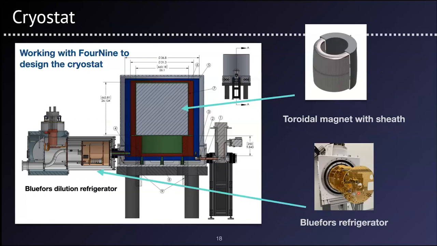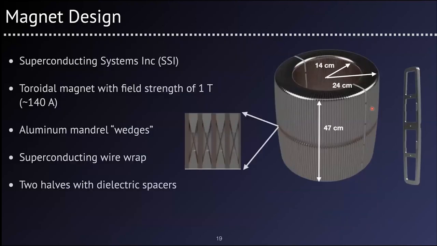The cryostat design is also underway. We've been working with a company called 4.9 to design the cryostat, and you can see a depiction of this here. We already have a Blue Forest dilution refrigerator, which is shown on the left-hand side in both the CAD drawing, or in the technical drawing, as well as the photograph. And then the actual DM Radio experiment, so the toroidal magnet will sit in this innermost region, shown in green with the gray hatch here. This is where our toroidal magnet and sheath will go. And of course, as I stated earlier, we intend to reach a base temperature of 20 millikelvin for the detector.